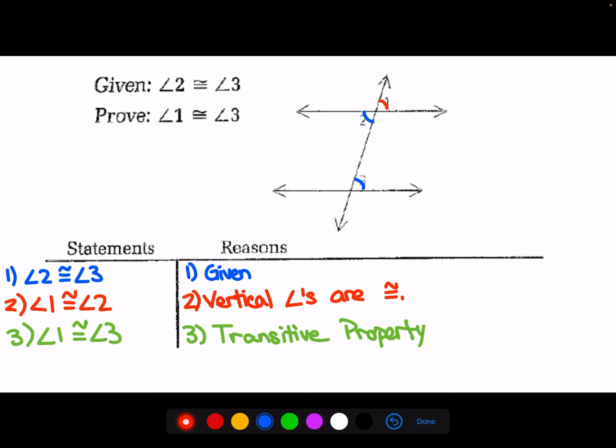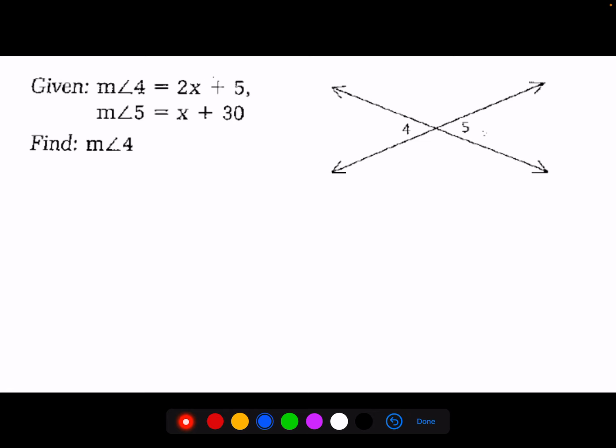All right, so next we have our final problem of the day. Given the measure of angle 4 equals 2x plus 5, measure of angle 5 equals x plus 30, find the measure of angle 4. So go ahead and pause the video if you'd like and try this one out, and then you can check your answer right after.